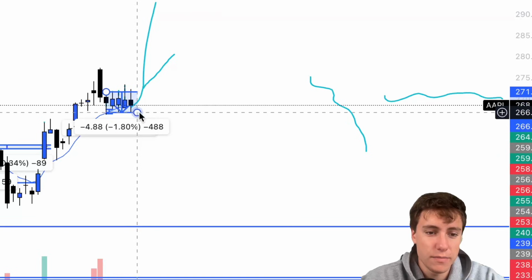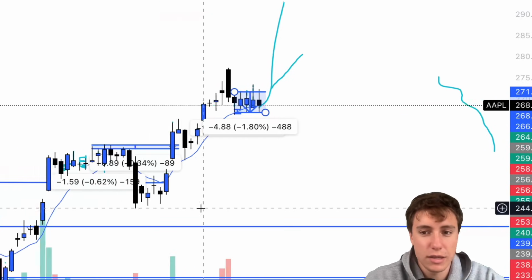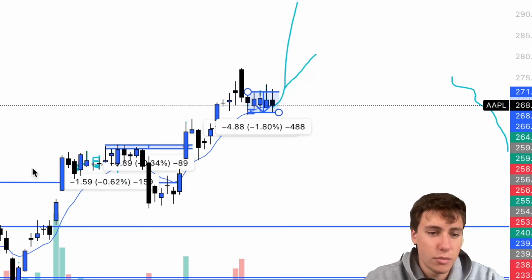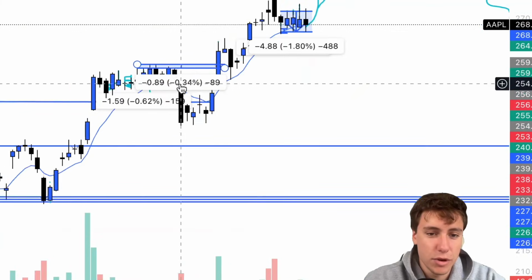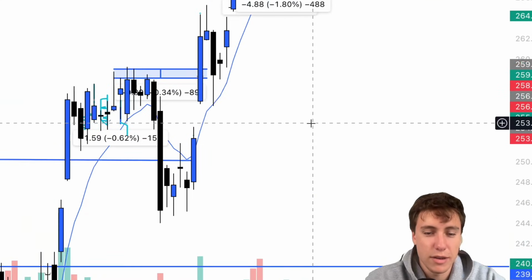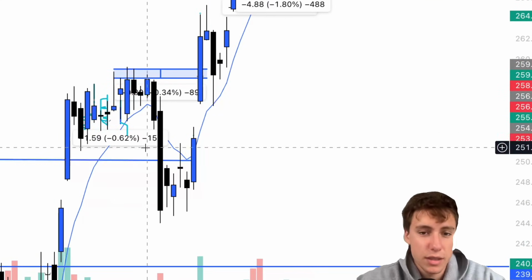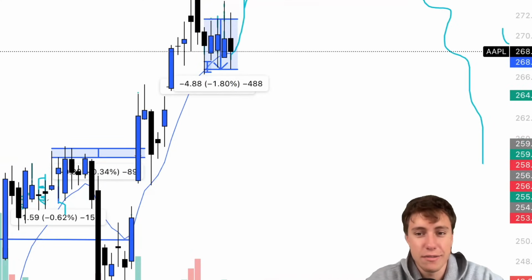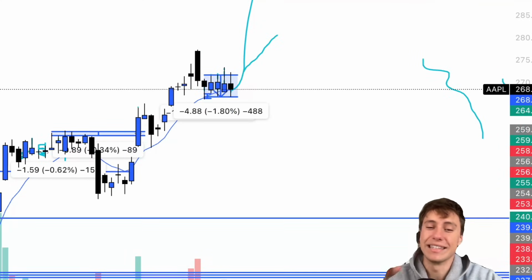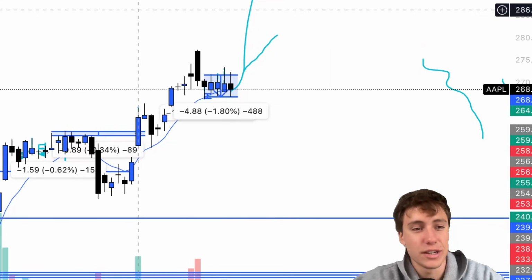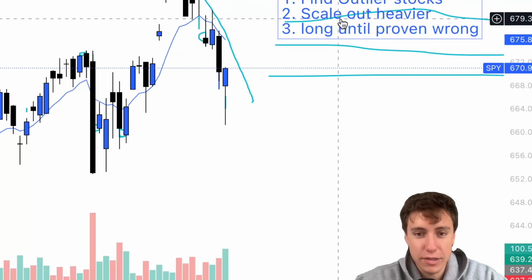Huge range right here. Looks absolutely insane. We took Apple another time over here, guys, and we broke out of this range. Absolute crazy trade, around 90%. But yeah, setups are forming like crazy. If we have S&P cooperate with us just a little bit, we will see some crazy breakout trades. It's that simple. So, scale out heavier.